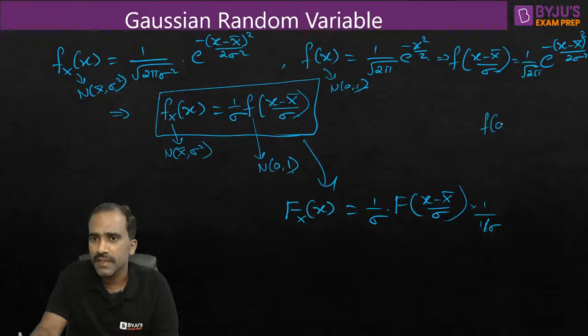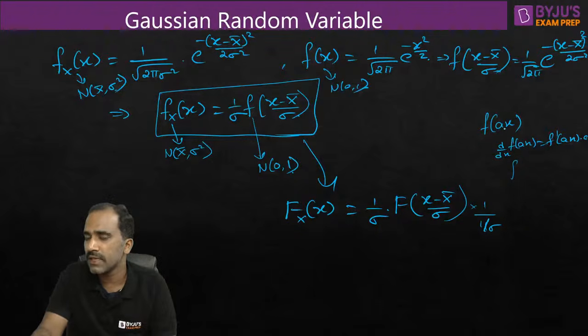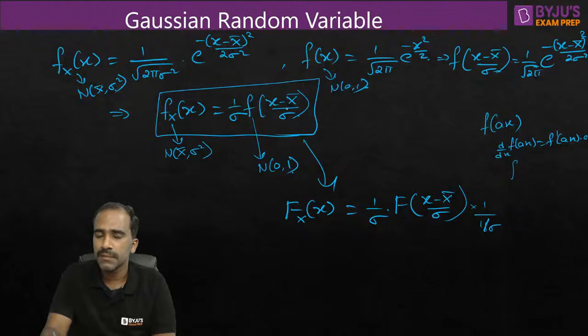For example, f of ax, if you differentiate, what happens? d by dx of f of ax is f dash of ax into a, something like that. Similarly, if you integrate this, since the variable is multiplied with a, it will be divided by that constant, right? In the same manner, here the variable is divided with sigma. So if you are doing differentiation, that 1 by sigma will be multiplied. Since it is integration, it will be divided by 1 by sigma. And this function's integration, we know it is capital F, which represents CDF.